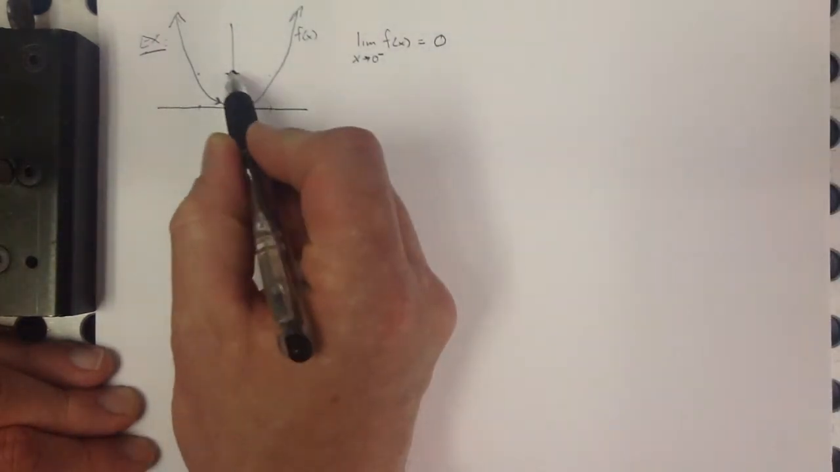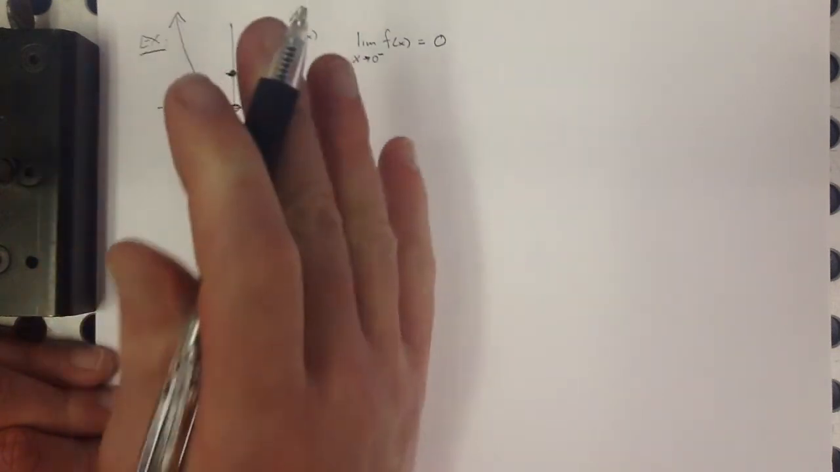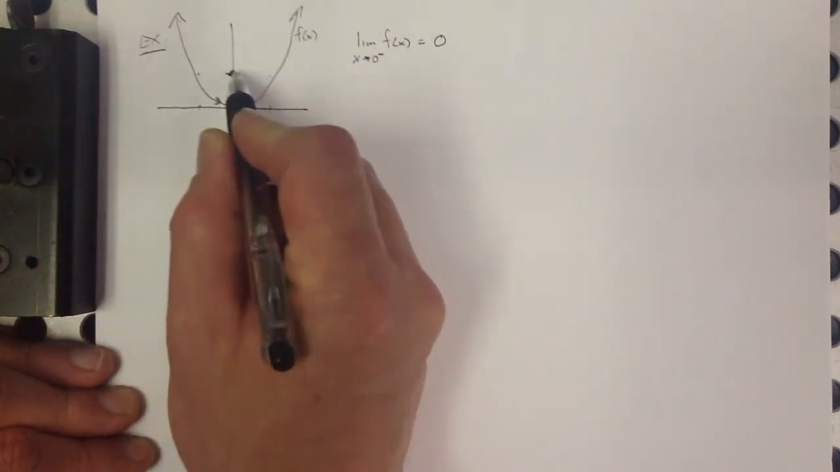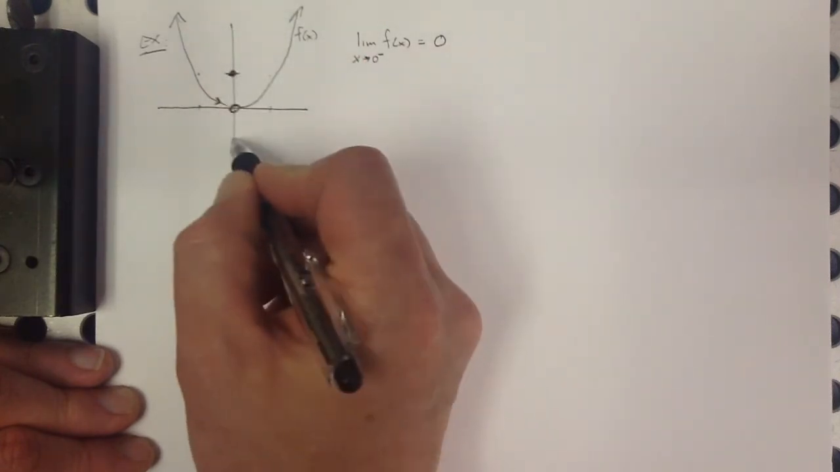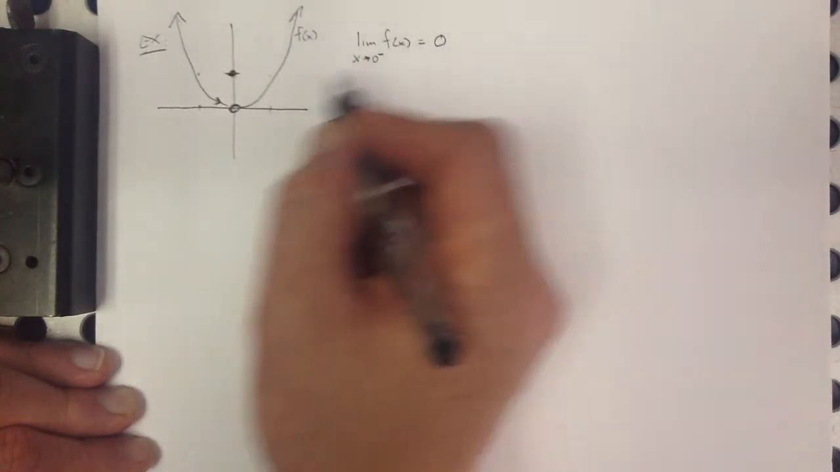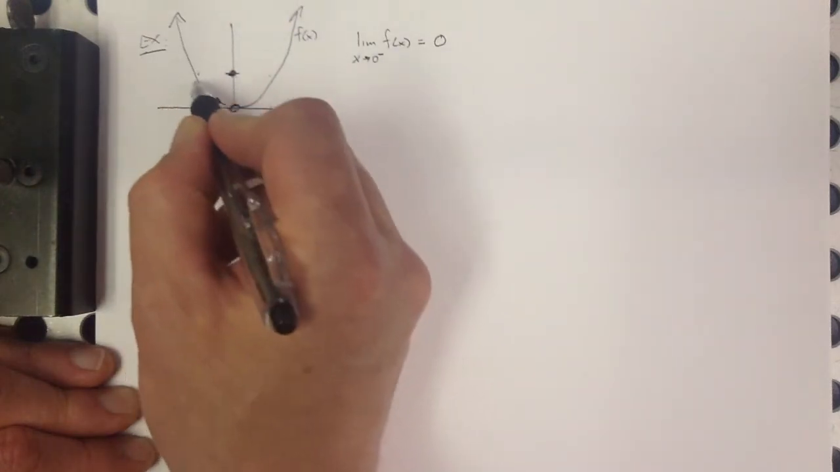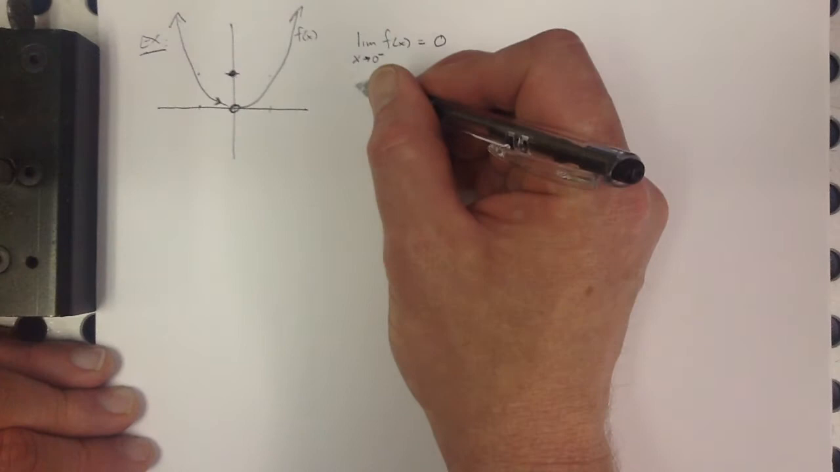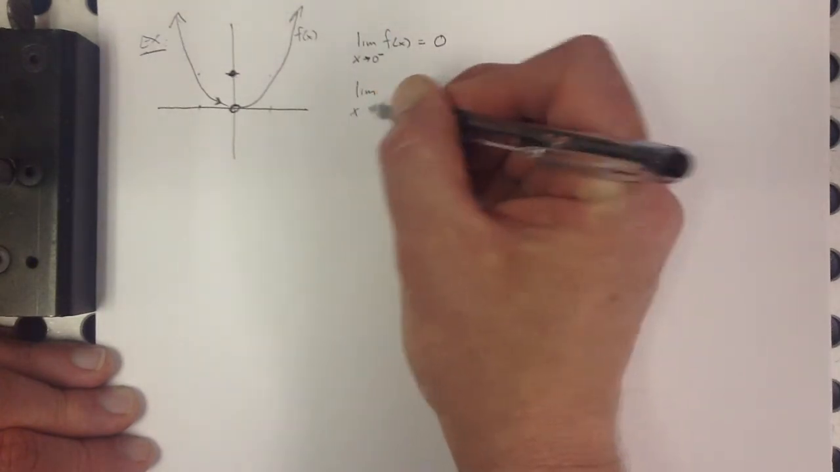And if you're thinking, but wait, the point's up here, it doesn't matter. What matters is what we're getting closer and closer to. So this point could be up here, here, down here. It does not change what this answer is. The limit is about what it's getting closer and closer to, not what it actually is when we get there.